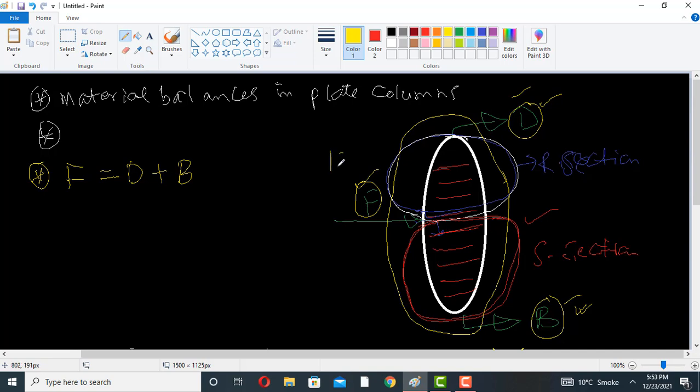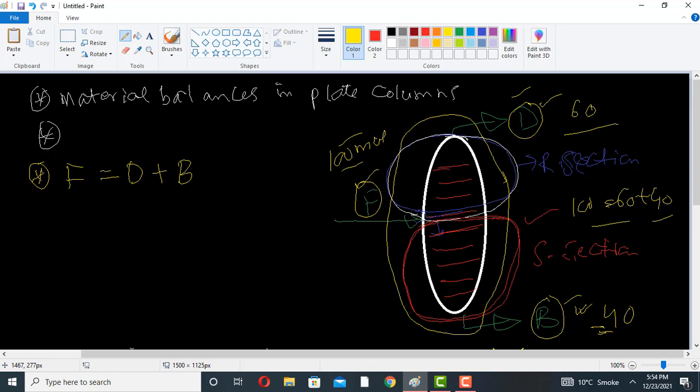Suppose 100 mole of feed is entering and 60 mole vaporized, and 40 mole comes to the reboiler. So 100 mole is entering, 60 mole comes out from the top, 40 mole comes out from the bottom. So this is the simple material balance equation.